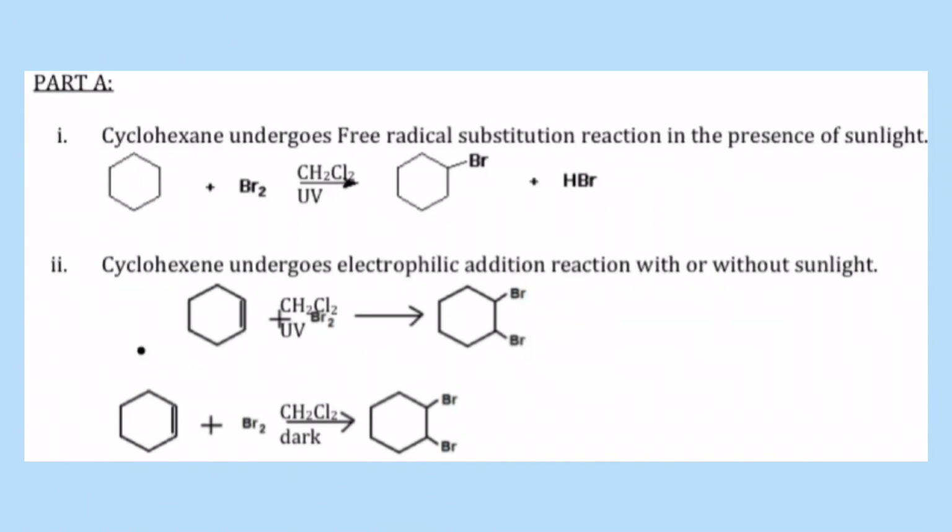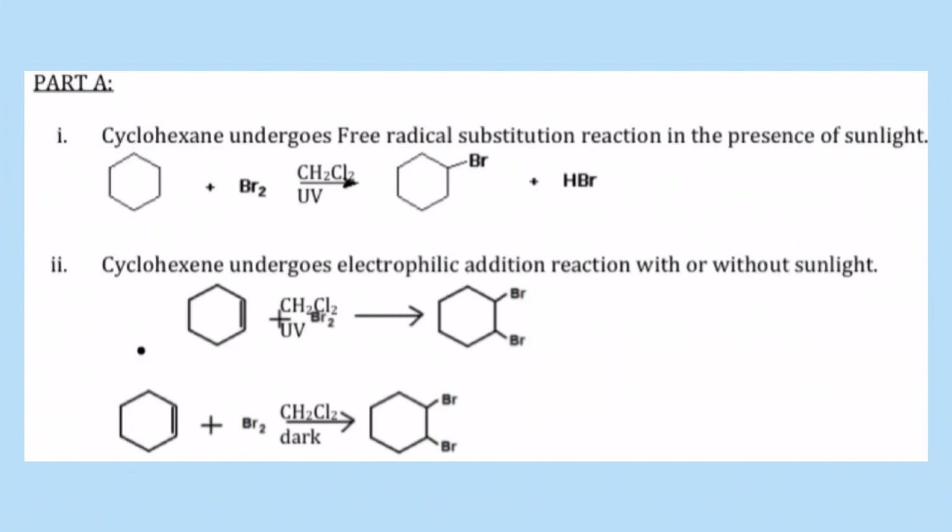Discussion Part A. 1 Roman. Cyclohexane undergoes free radical substitution reaction in the presence of sunlight. So, draw cyclohexane react with bromine in the presence of CH2Cl2 in UV. The product formed is cyclohexane attached to Br, and the side product is HBr.